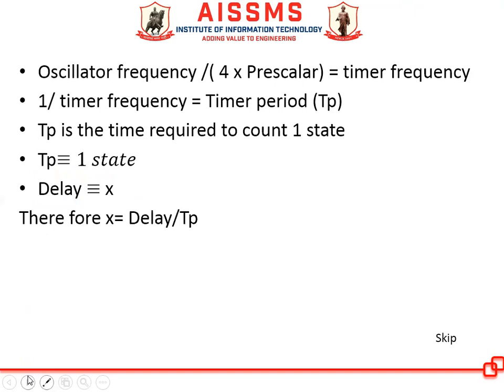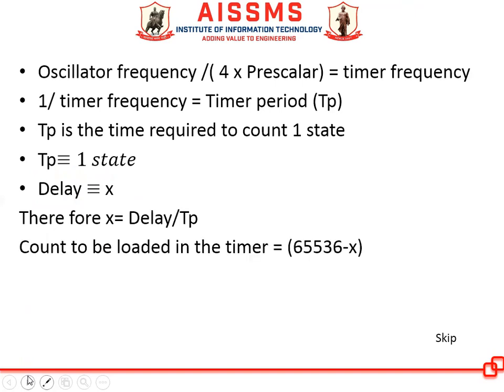Therefore, x equals the delay divided by the timer period. So once you get x, you know the number of states. If the timer counts this number of states, then we can be sure that this delay will be achieved. That means the timer will require this amount of time, that is the delay time. So if it counts x number of states.